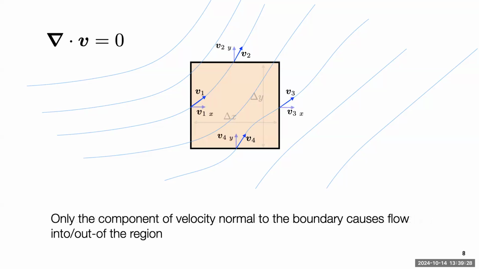But like before, you can decompose these velocity vectors into the normal component, the one perpendicular to the boundary, and a tangential component. If you have flow fully tangential to the boundary, that will create no mass flow in or out. So it's only the component normal to the boundary that is actually bringing mass in or out. So we'll just look at the normal components. If this is the x direction, we'll say v1x, v3x, they're the ones we care about. v3x is bringing mass out, v1x is bringing mass or volume in. v2y is bringing volume out, v4y is bringing volume in.